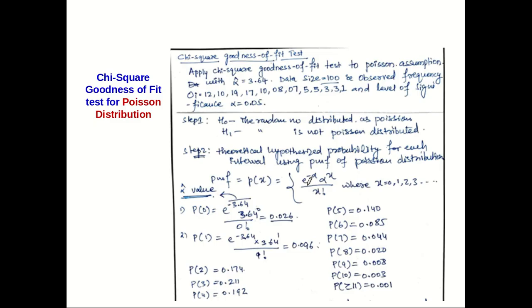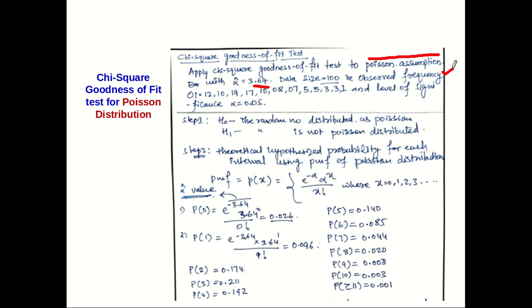Let us consider a problem statement to see how the chi-square goodness of fit test will be applied. The problem statement is: apply the chi-square goodness of fit test to the Poisson assumption, that is, a Poisson distribution with alpha cap equal to 3.64. The estimator value is given along with the problem statement, and the size of the data is 100. The data values are not given, but they have given the size of the data and the observed frequencies.